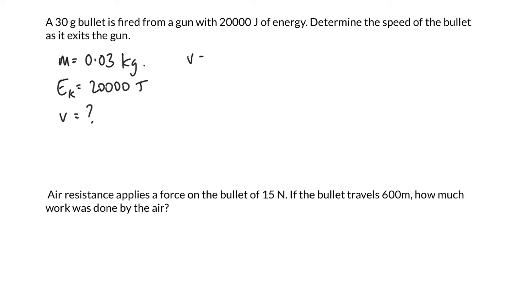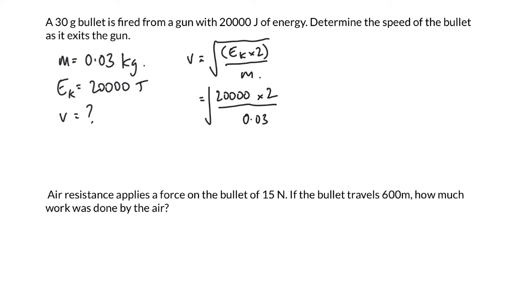So v is equal to the square root of EK times 2 over m, and the whole square root of that. So I would substitute values in, 20,000 times 2 over 0.03, square root all of that. Okay, which parts do you do first?